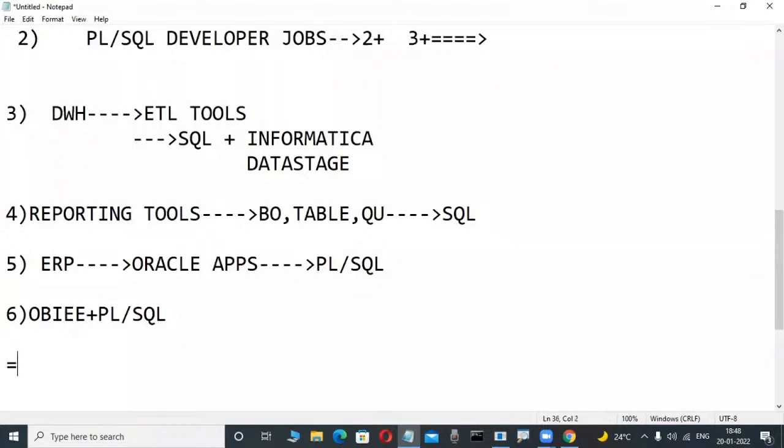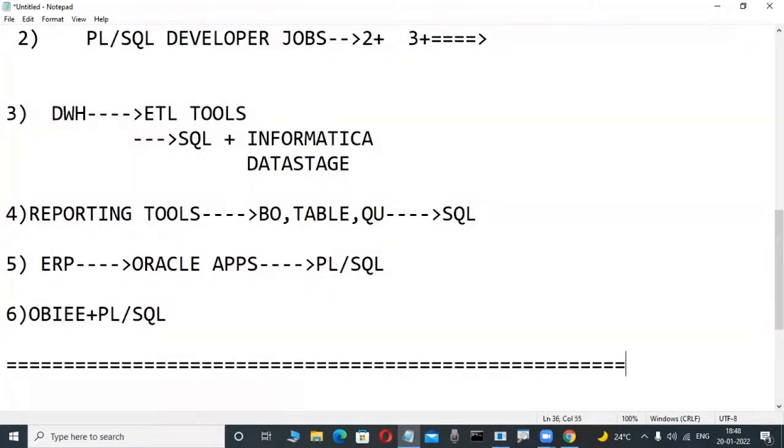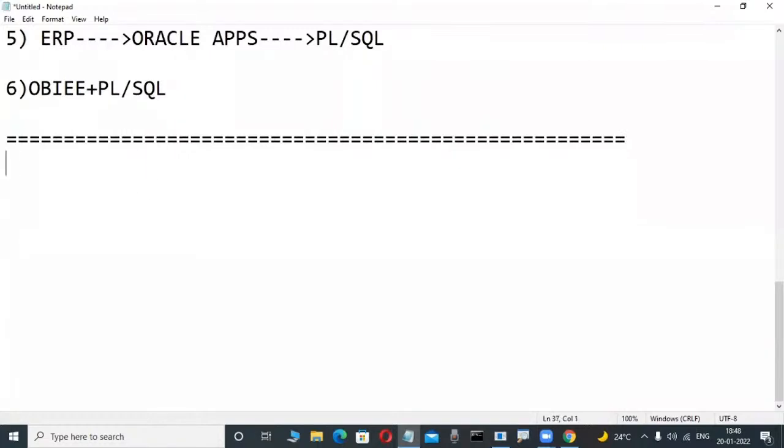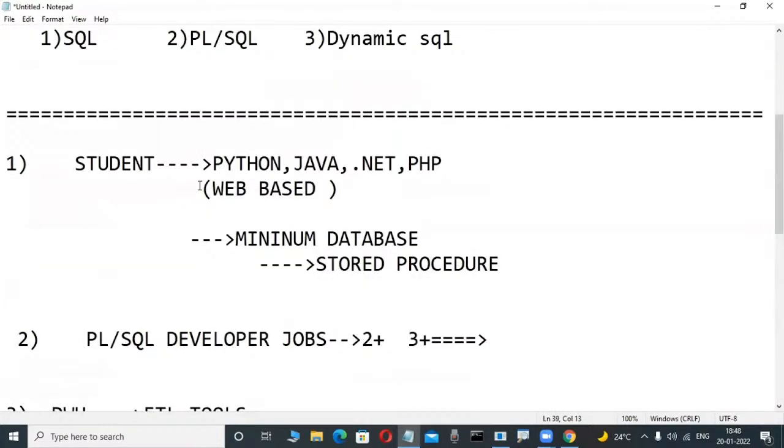Suppose you are not interested in the programming side. Now you want the administration side, you want those jobs only. In that case, DBA courses are there: Oracle DBA, SQL Server DBA, MySQL DBA, database administration courses. These persons also need minimum SQL knowledge before they learn those courses.